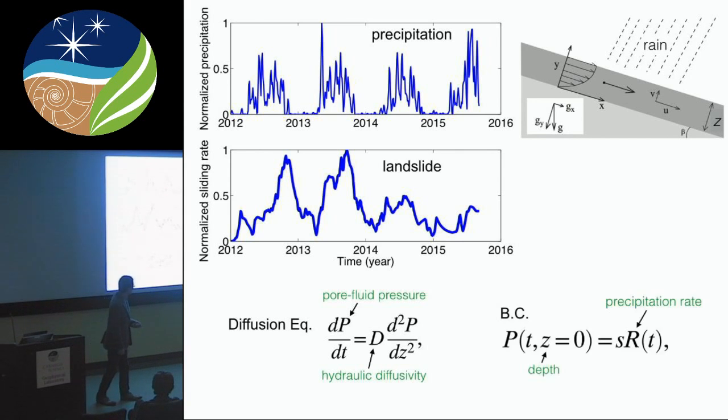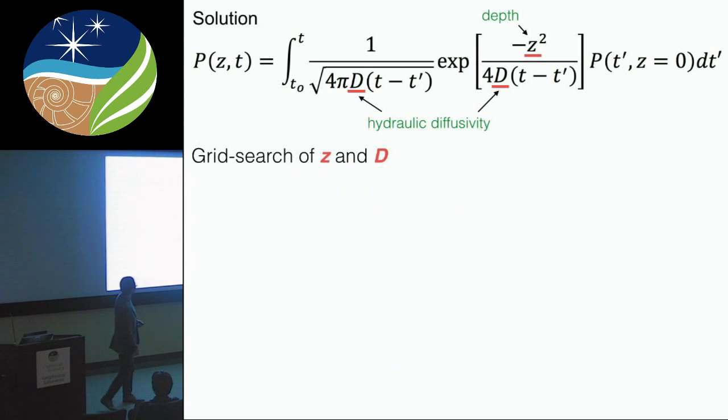And then the boundary condition will be that the pressure on the surface will be purely driven by the precipitation. So here R of T is the precipitation rate in time. Luckily, there's an easy analytical solution of this equation. So this is just a solution of that form. So this is the pressure at depth at different times.